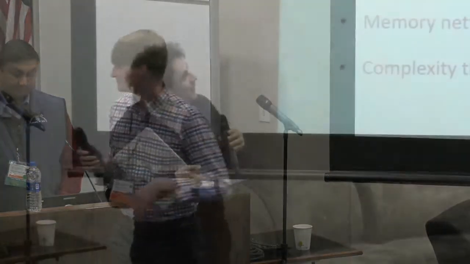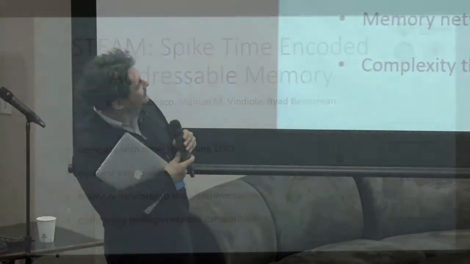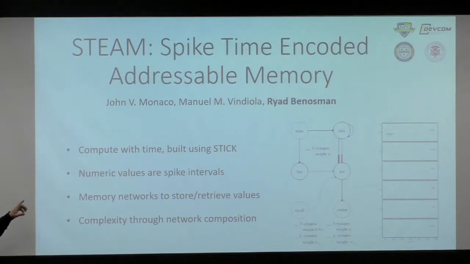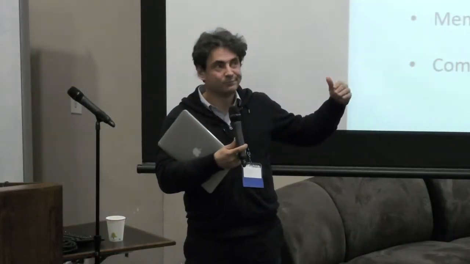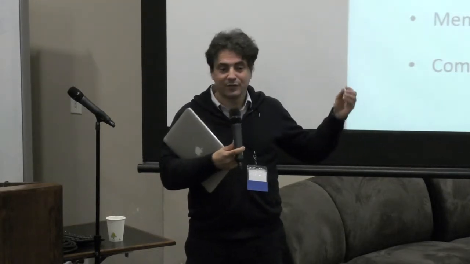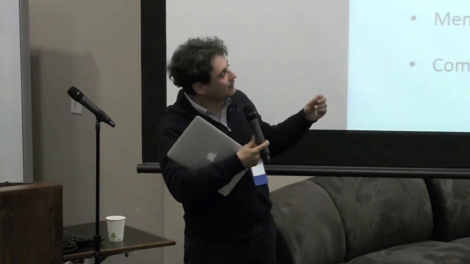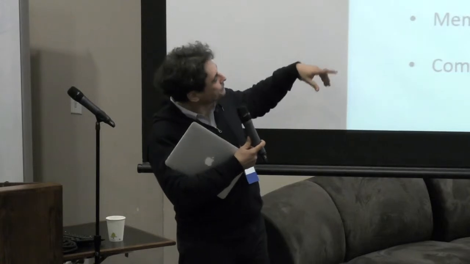In this work we are using STIC, which is a new framework for general purpose computation using neurons. And this framework allows you to basically build Turing-complete programs using neurons, and you can map any code into neurons systematically.